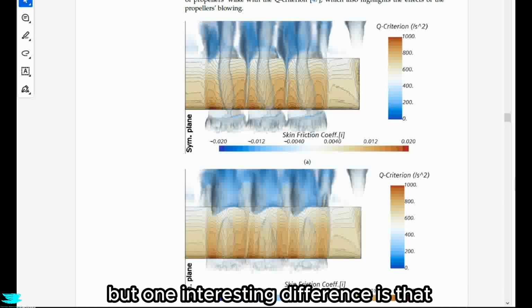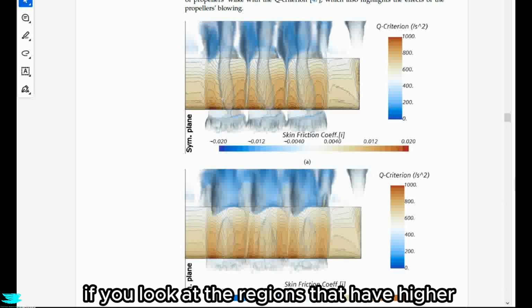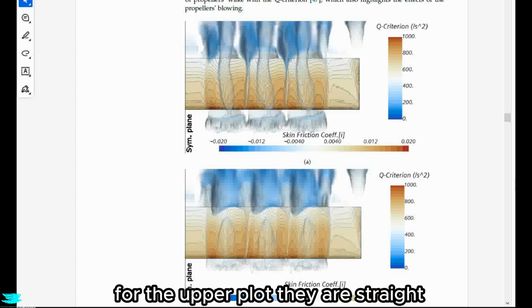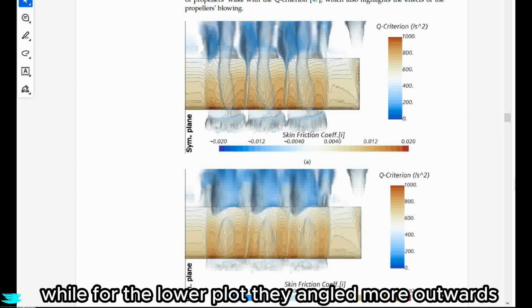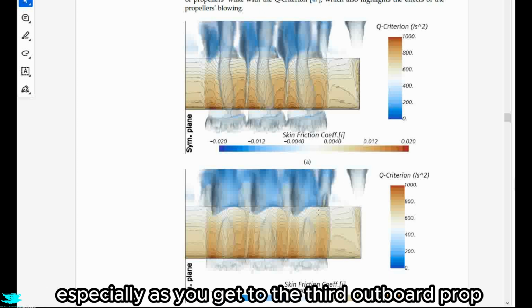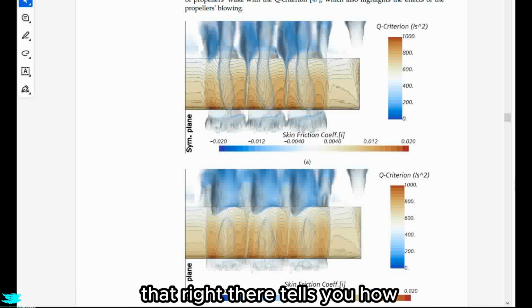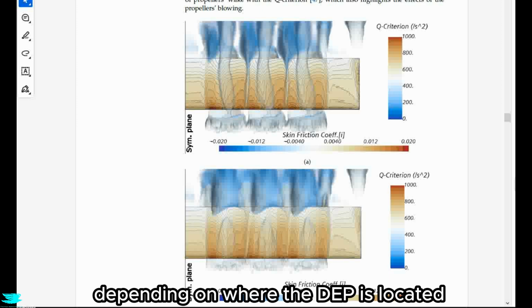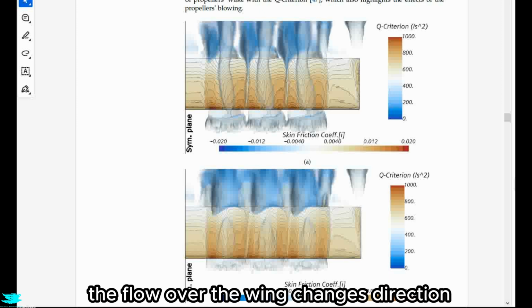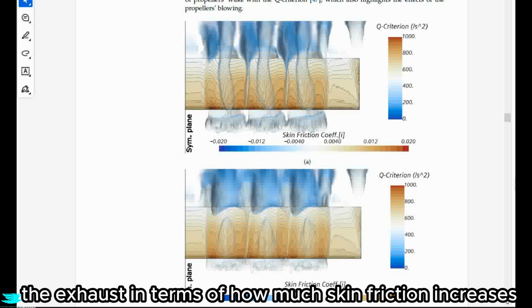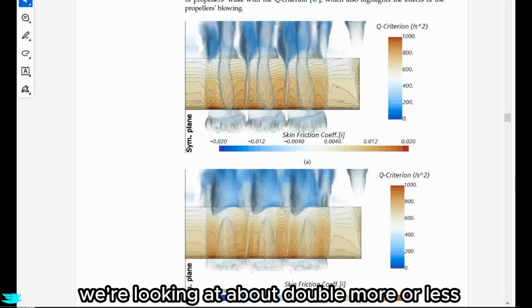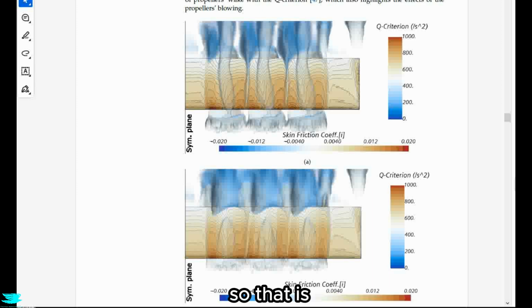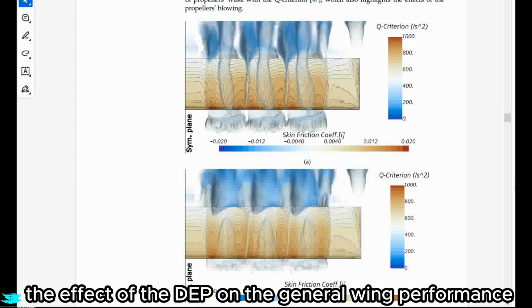But one interesting difference is that if you look at the regions that have higher skin friction coefficients, for the upper plot, they are straight, while for the lower plot, they're angled more outwards, especially as you get to the third outboard prop. That right there tells you how, depending on where the prop is located, the flow over the wing changes direction, the exhaust. In terms of how much skin friction increases, we're looking at about double more or less. So that is the effect of the prop on the general wing performance.